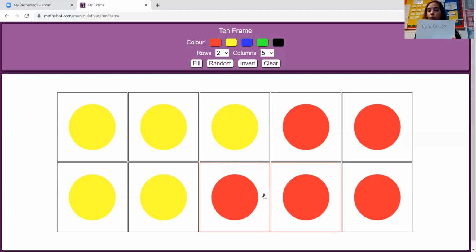"50 is equal to 50 take away 100." Pause the video now and have a discussion with your grown-up about why this isn't quite right. So we do need to think about this. Fantastic. We always start with a bigger number when we think about this subtraction.